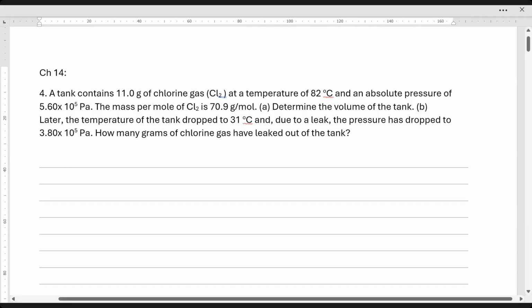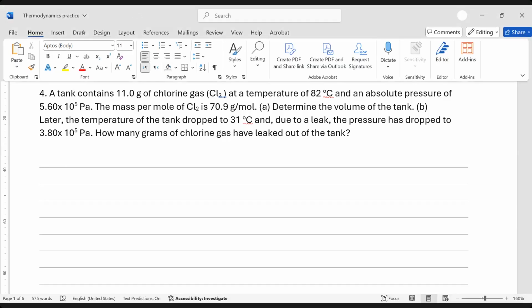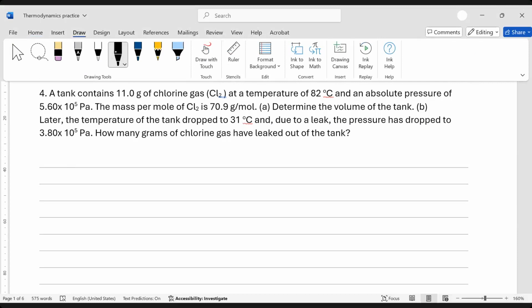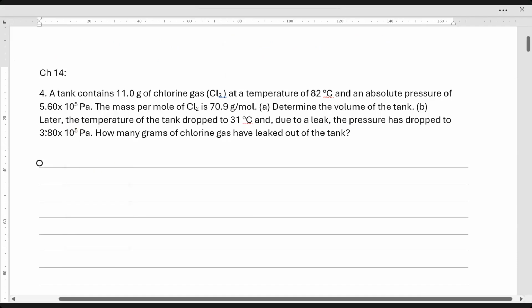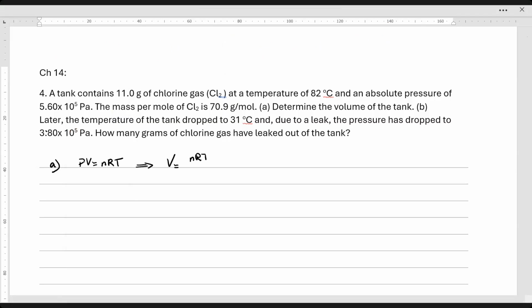So this is like a straightforward application of the ideal gas law. We want to find the volume. So using the equation PV equals nRT and rearranging for the volume, we have V equals nRT over P.